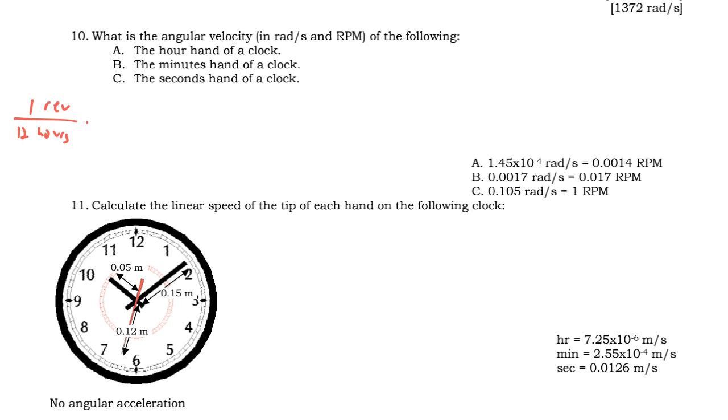Now we just have to convert this to rads per second. So to turn revs to rads, you go 1 rev is equal to 2 pi rads. And then to convert hours to seconds, we just use the fact that 1 hour is equal to 60 minutes, and 1 minute is equal to 60 seconds. Multiply across the top, multiply across the bottom, and divide. Just make sure our units cancel appropriately. We get rads per second, good. And we should get 1.4 times 10 to the negative 4th rads per second.